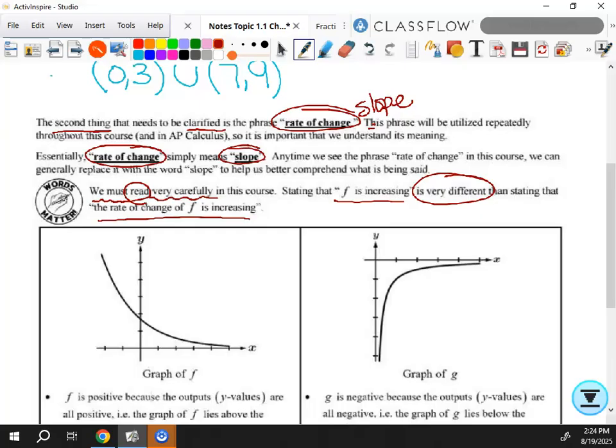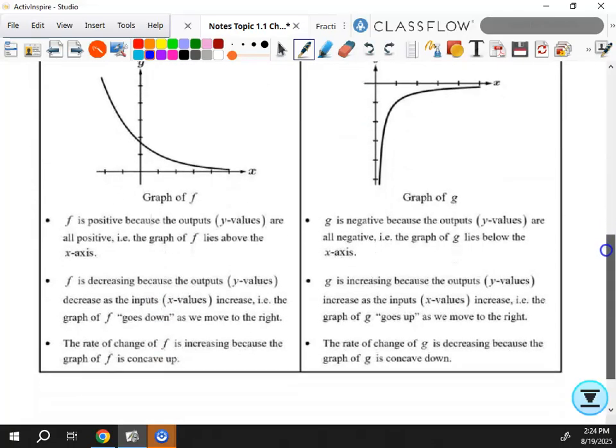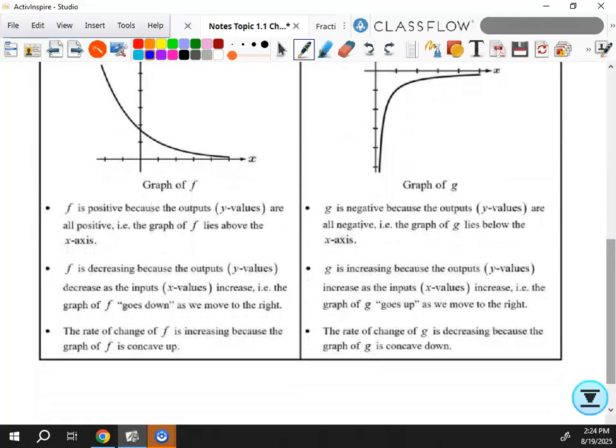All right, so let's look at these graphs. We've got the graph of F here. And when it says F, we're talking about the graph itself. F is positive. See, all these output values are all positive. They're all above the x-axis. So all positive because outputs are all positive. Hopefully, identifying that visually makes sense.